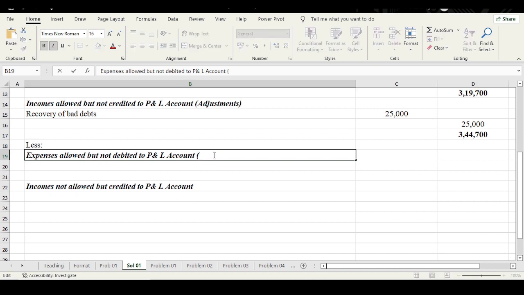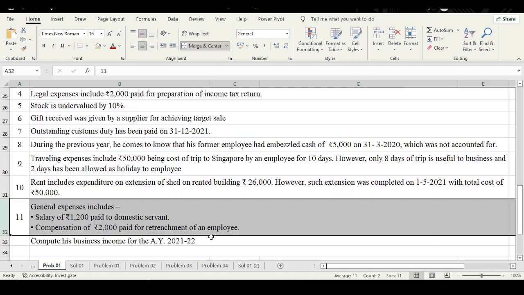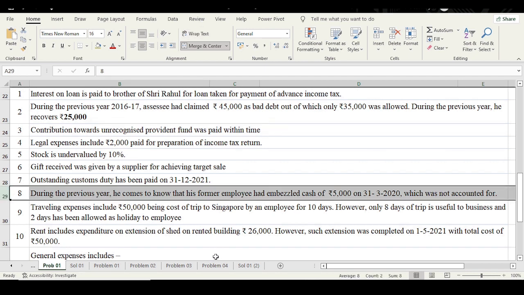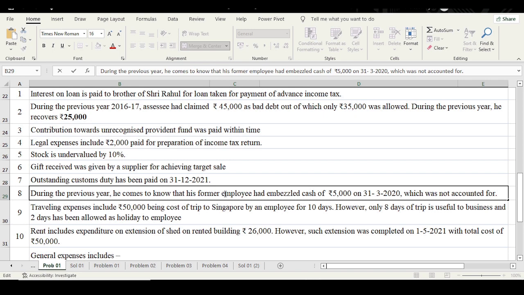Okay. Moving ahead, let us look into the expenses that are allowed but not debited to P&L account. Not debited to P&L account means you will find these again in the adjustments only. Let us quickly go through the problem and find out whether there are any expenses that are allowed but not debited to P&L account. We have one such expense, that is embezzlement of cash. The eighth one. During the previous year, he comes to know that his former employee had embezzled cash of rupees 5,000 on 31/3/2020, which was not accounted for. So, any amount that is cash embezzled by the employee is an allowable expenditure.